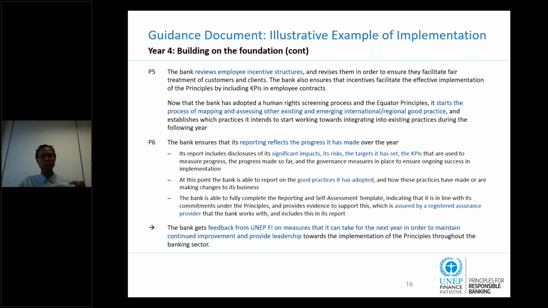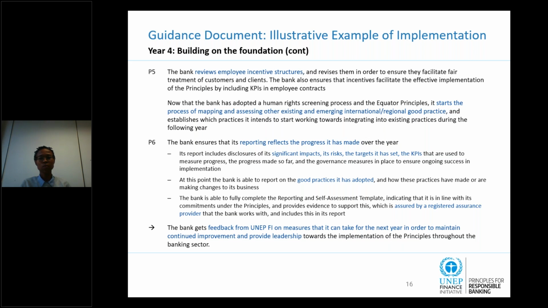And finally, on principle number 6, building on the previous 3 years, the bank ensures that its reporting reflects the progress it has made over the year. Its report includes disclosures of its significant impacts, its risks, the targets it has set, the KPIs that are used to measure progress, the progress made so far, and the governance measures in place to ensure ongoing success in implementation. At this point, the bank is able to report on the good practices it has adopted and how these practices have made or are making change to its business.